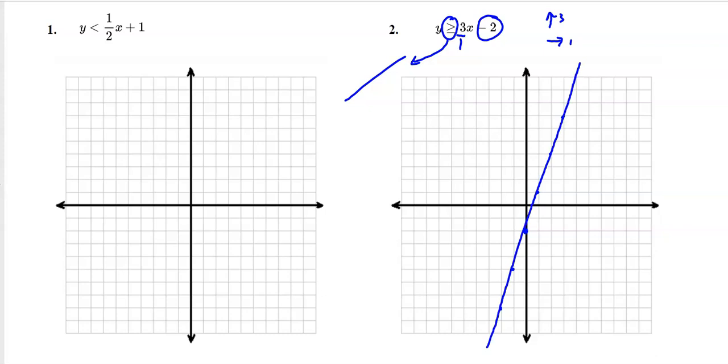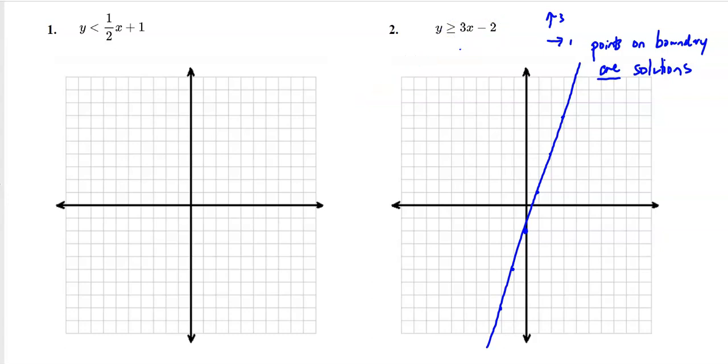All right. Now, on a solid line, the points on the boundary are solutions. They actually work because this is a solid line. So every dot on there makes that true because it is equal to. Now, here's the shortcut on the shading. I could test 0, 0. It'd be super fast and super easy to plug 0, 0 in and see if it works.